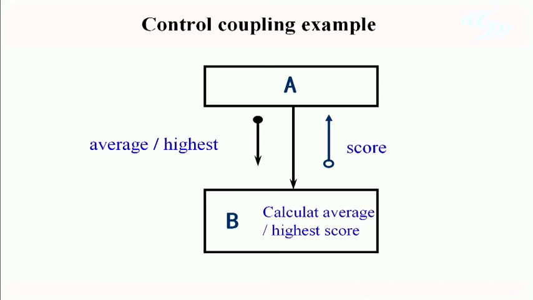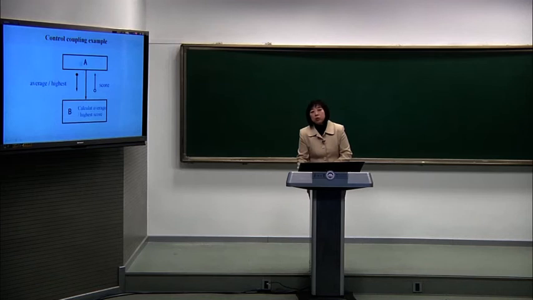So surely if a switch of average is passed to module B, then module B will calculate the average score for module A and return the score to A. And if highest is passed to B, module B will determine the highest score and return it as the result to A. Now we can see that module A is controlling the flow of module B.